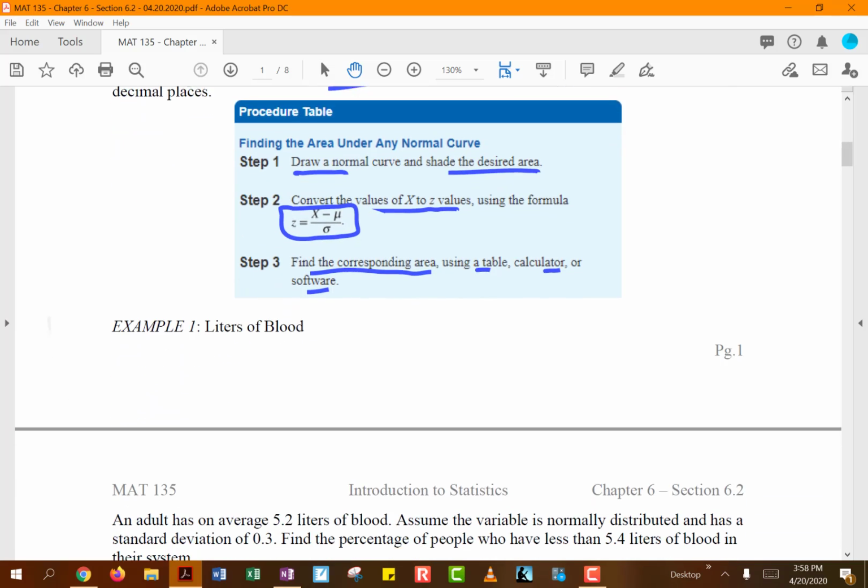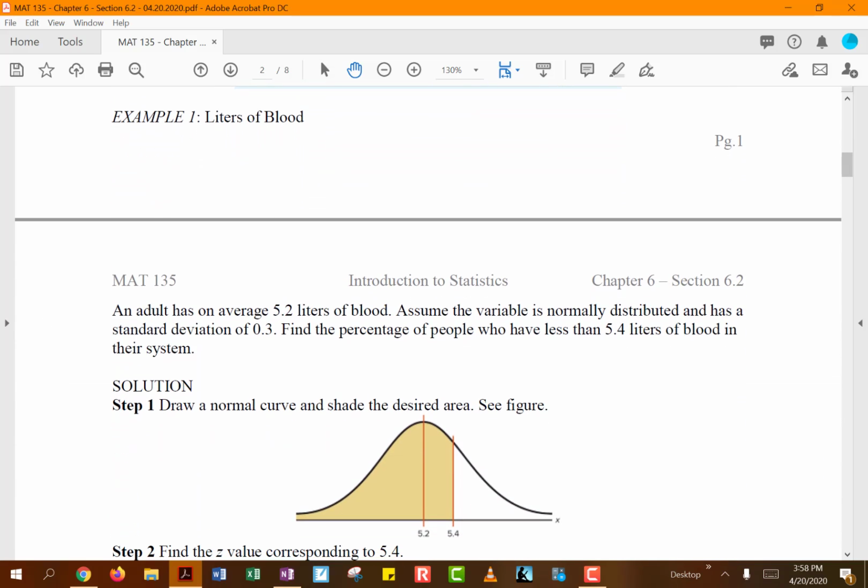So let's look at this first example over here. They are saying an adult has an average of 5.2 liters of blood. So average, of course, tells us we're looking at our mu value over here. They're saying assume that this variable is normally distributed and has a standard deviation of 0.3. So standard deviation, of course, will give us our sigma value. And they're saying find the percentage of people who have less than 5.4 liters of blood in their system.